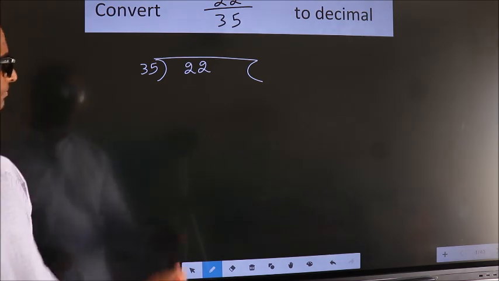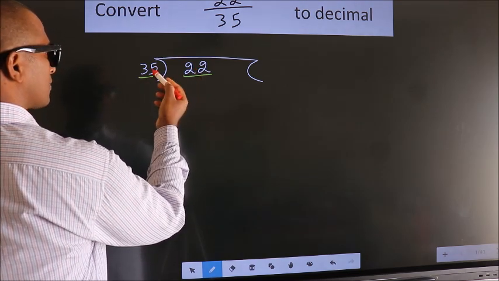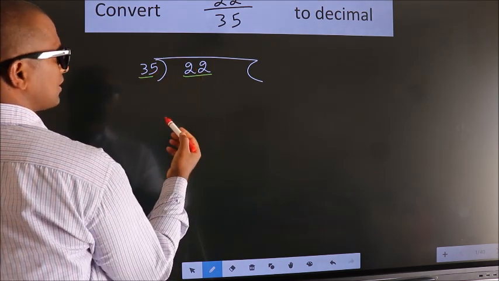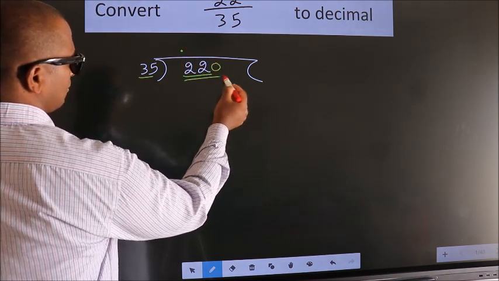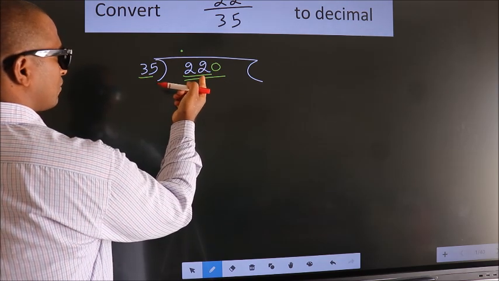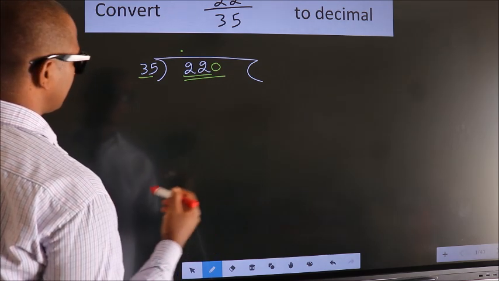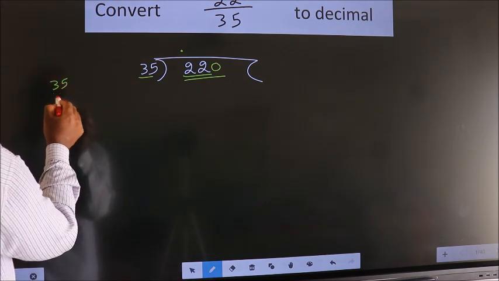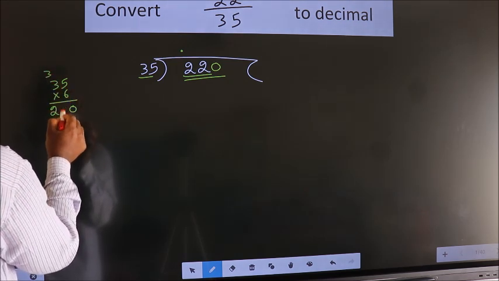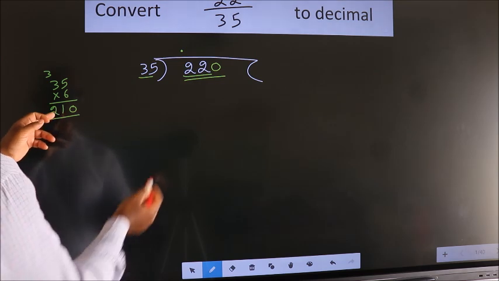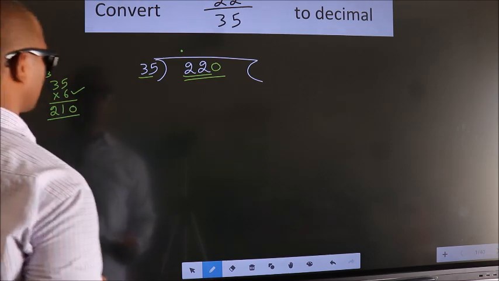Next, here we have 22, here 35. 22 is smaller than 35. So what we should do is, we should put a dot here, take 0 here. So 220. A number close to 220 in the 35 table is, let us go with 6. So 35 6 times: 6 5s 30, 0, 3; 6 3s 18 plus 3, 21. So 210 is close to 220. So we should go with 6 times.